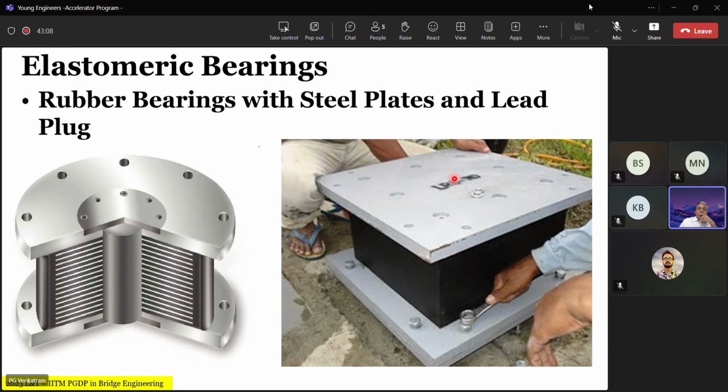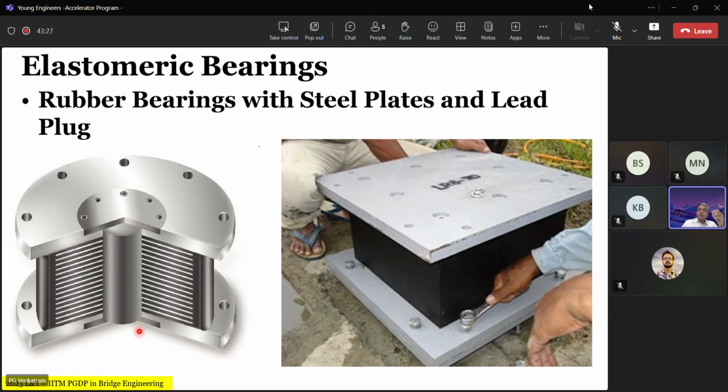Now, because nowadays we also use these elastomeric bearings for resisting lateral loads due to earthquake, you have a special type of bearing with steel plates at top and bottom to fix it, and a lead plug.